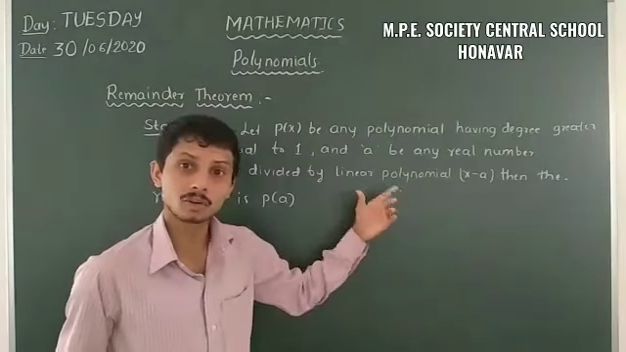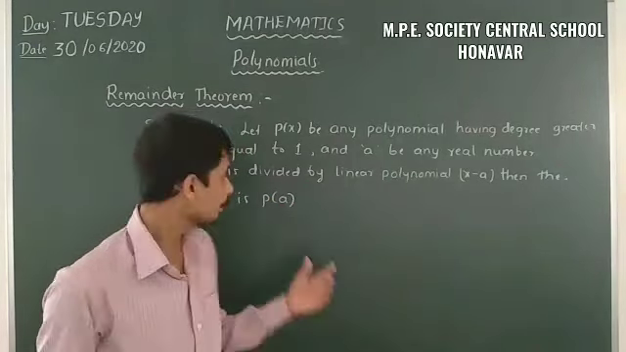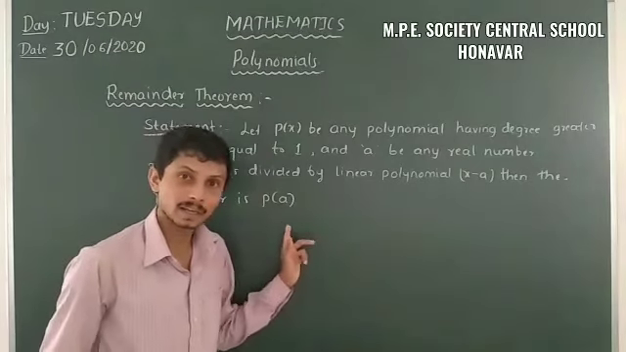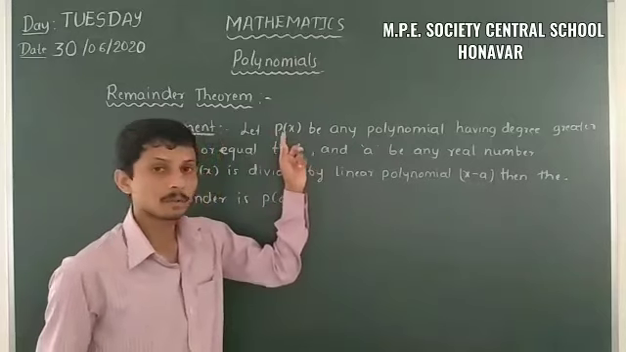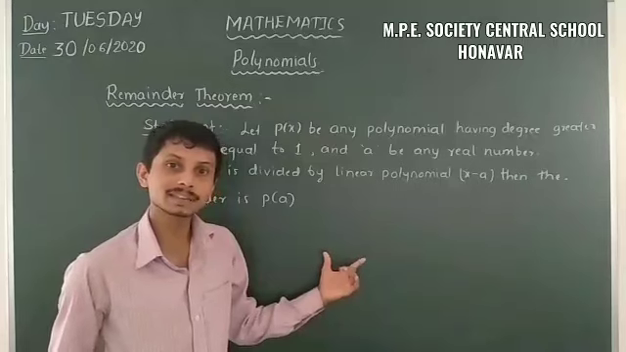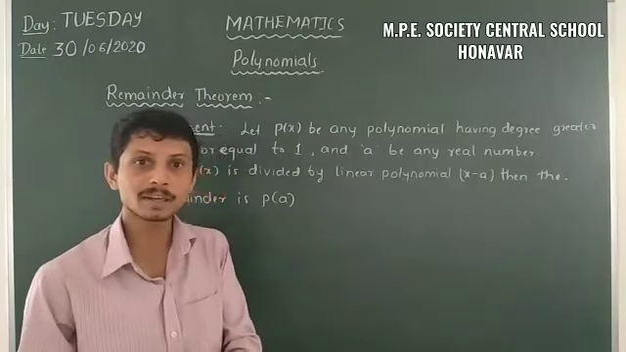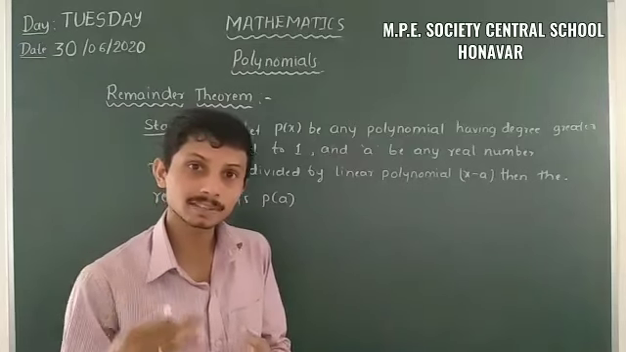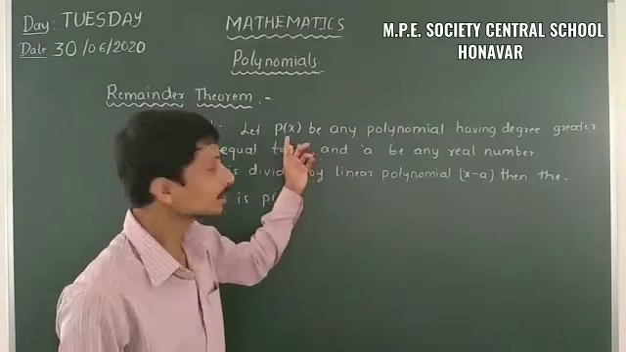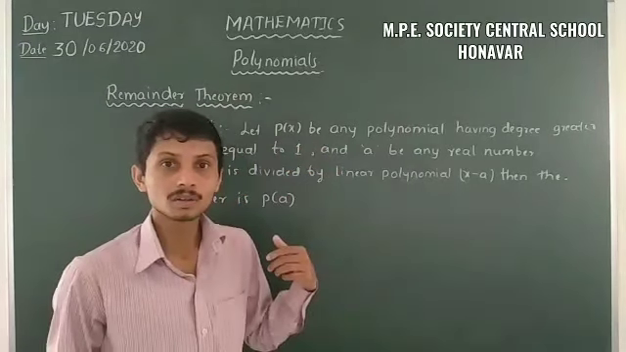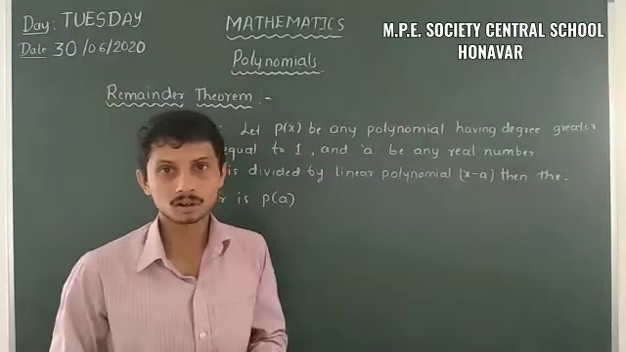After the division, we get a remainder in the form of p of a. That means if we substitute the value of a into the polynomial, that is, take x equal to a in the polynomial, it turns into the remainder. So we substitute x equal to a in p of x and we get the remainder. We have to prove whether it is right or wrong.